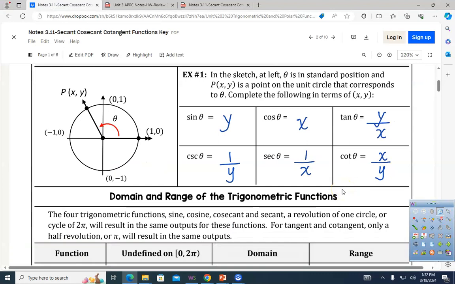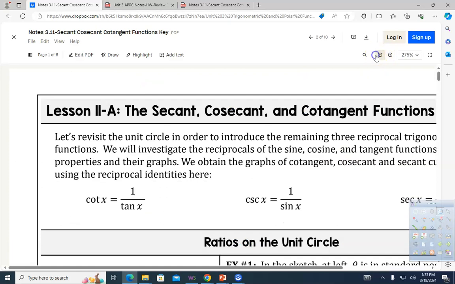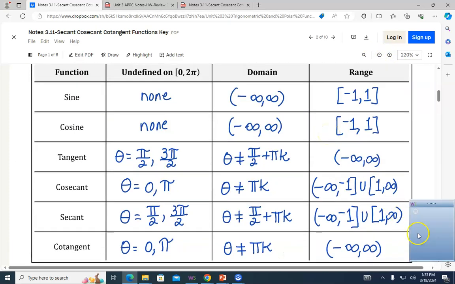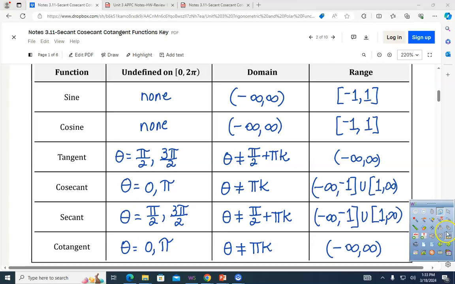All right, let's talk about domain and range. Eep. We'll do one at our pauses. Write them all down, and then come back. Oopsie. Go back, and then you can get them all later.